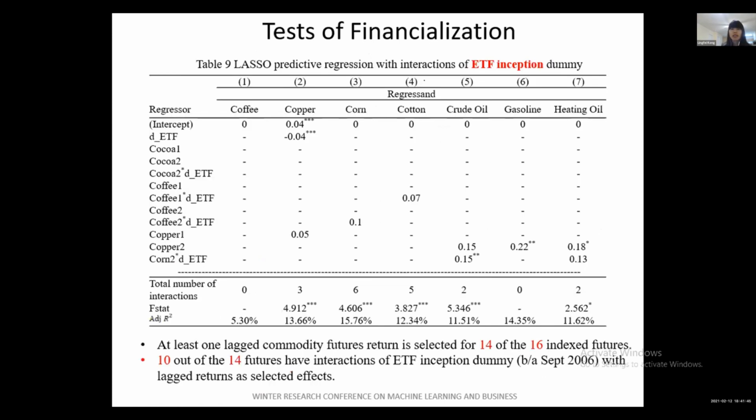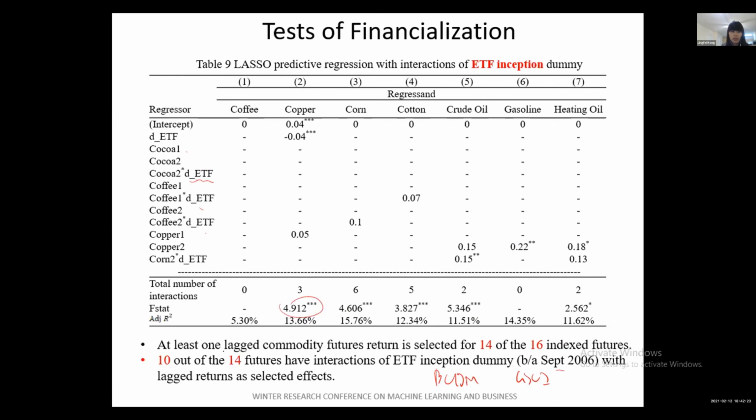Table 9 is an in-sample analysis. That is, we interact each lagged return with an ETF inception dummy, which is equal to 1 after September 2006, otherwise 0. Because after around September 2006, several ETFs that track either the Bloomberg index or the GSCI index were incepted. Then we test whether the interactions are jointly equal to 0.